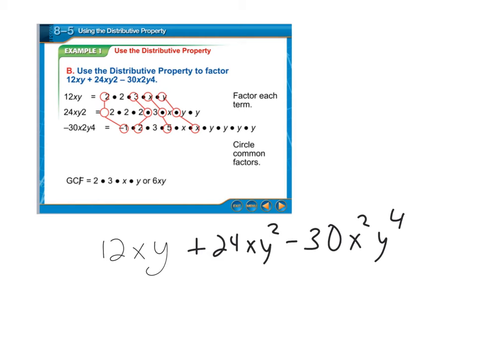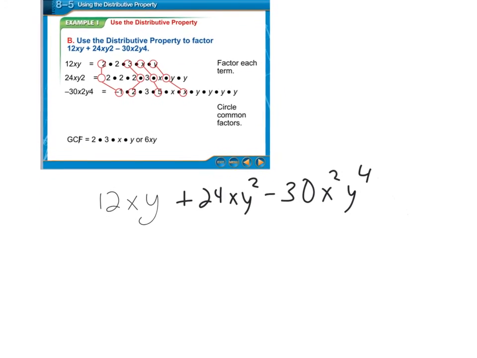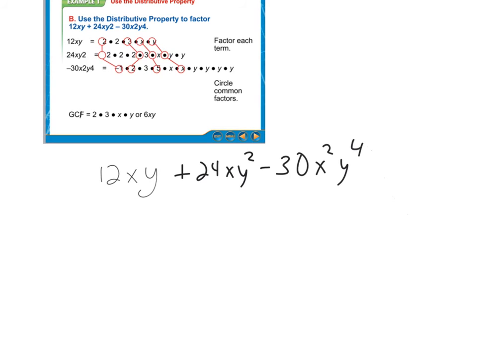All right, so the smallest numbers of x's and y's is all I can pull out. So this guy only has one of each, so I can only pull out one out of all three of them. Okay? So I can pull out an x and I can pull out a y, and that's all I can pull out for the x's and y's.